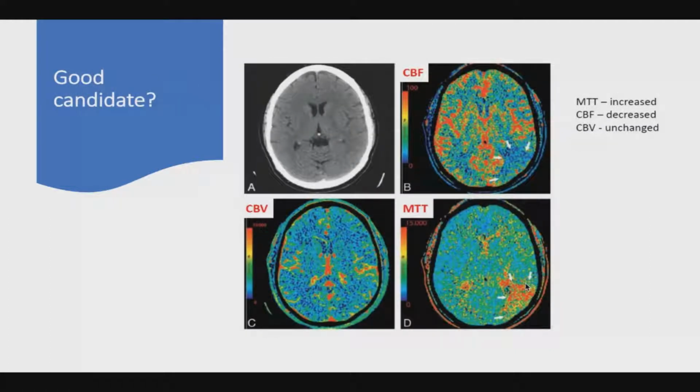So now we have this patient. Non-contrast head CT looks okay. The blood flow images show decreased flow in the left MCA territory posteriorly. This is matched by an increased transit time in the same area. The blood volume images are symmetric, they're normal, so this patient is a good candidate, has an ischemic penumbra.